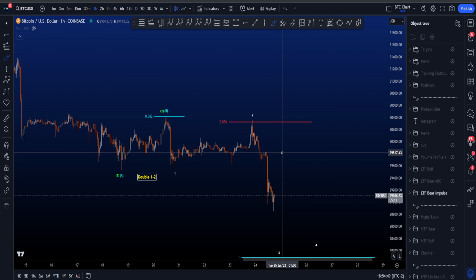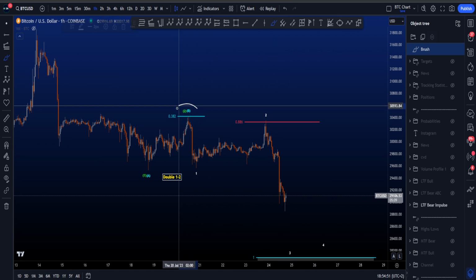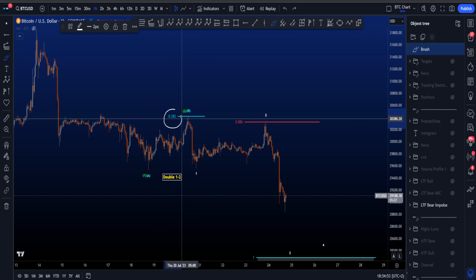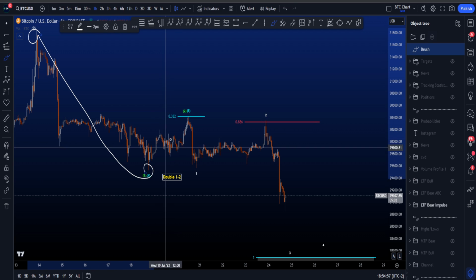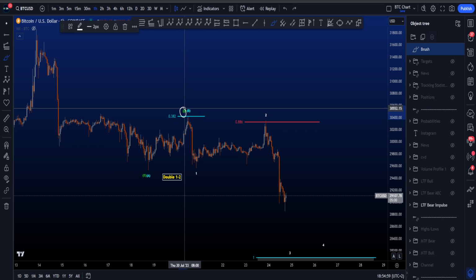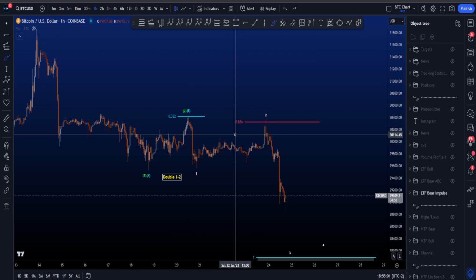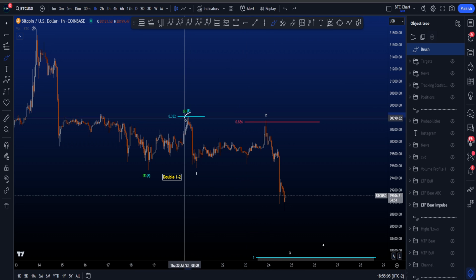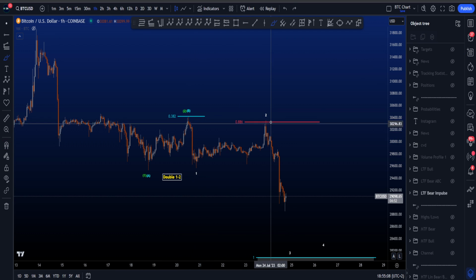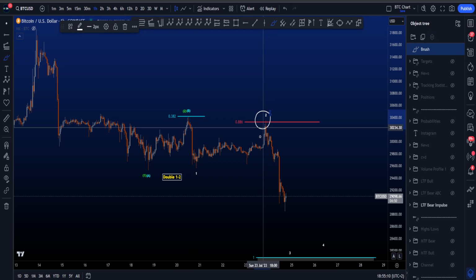A couple of things that are however good to know is that wave 2 or B retraced to the 0.382, pulled from the high to the low of wave 1 or A, which is a rare target for a wave 2 and a common target for a wave B. This wave 2 over here retraced to the 0.886, pulled from the high to the low of 1, which is also a rare target for a wave 2.